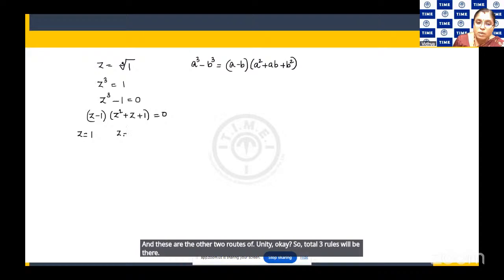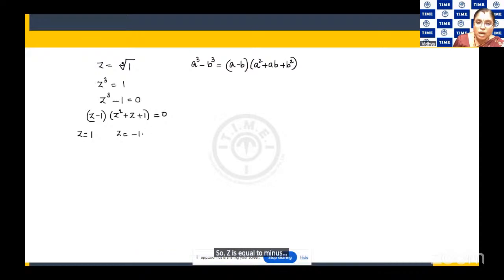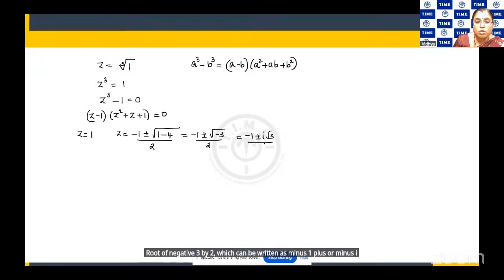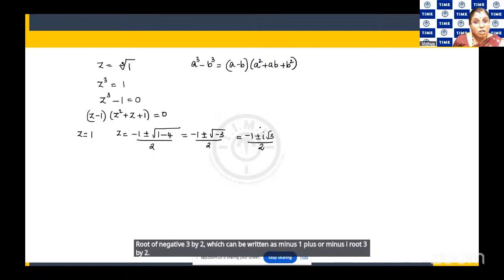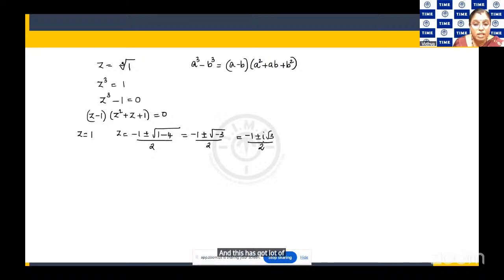So z is equal to minus 1 plus or minus root of 1 minus 4 divided by 2. Or we can write minus 1 plus or minus root of negative 3 by 2, which can be written as minus 1 plus or minus i root 3 by 2. And this has got a lot of peculiarities. One thing is that one of the cube roots is the square of the other. Okay, in both cases.